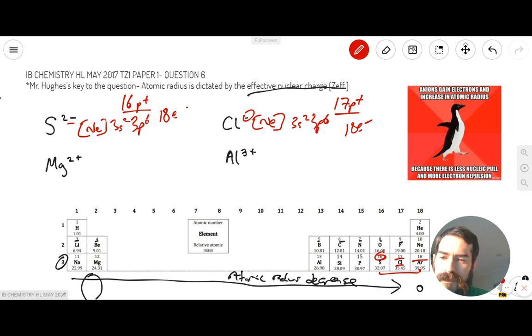So what we'll do here is we'll draw little spheres. So our sulfide ion, let's represent it with that circle right there. And our sulfide ion is greater than our chloride ion, so we'll make that slightly smaller.